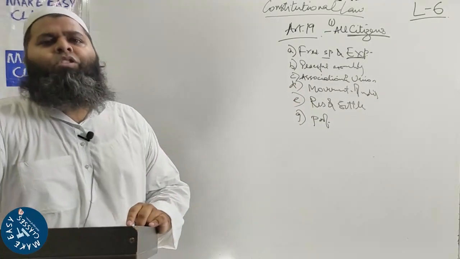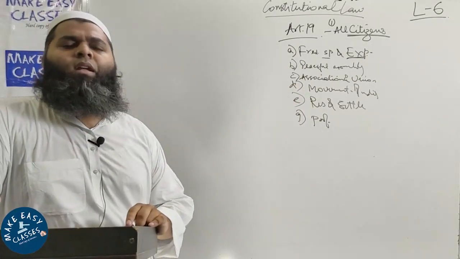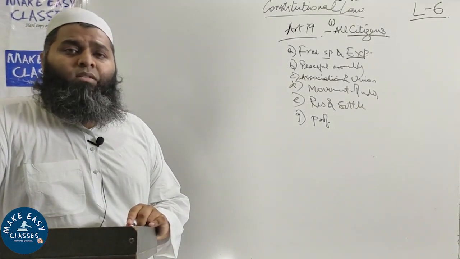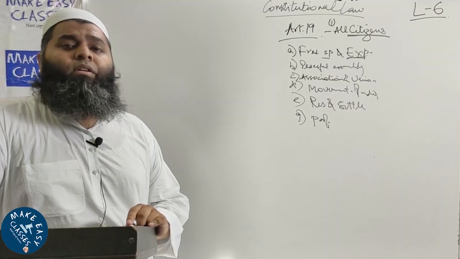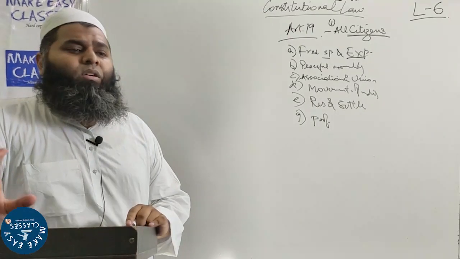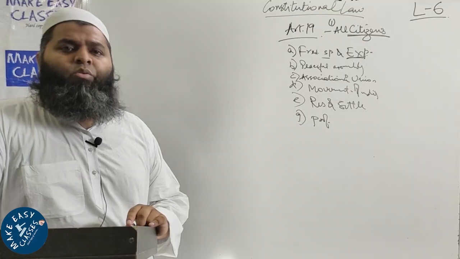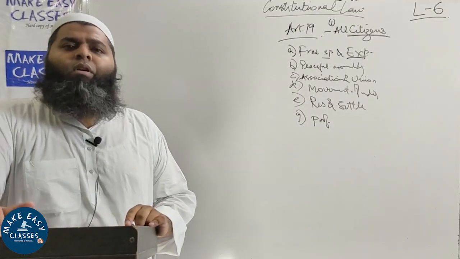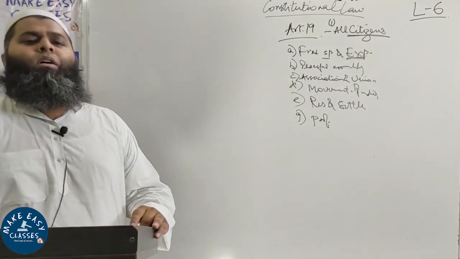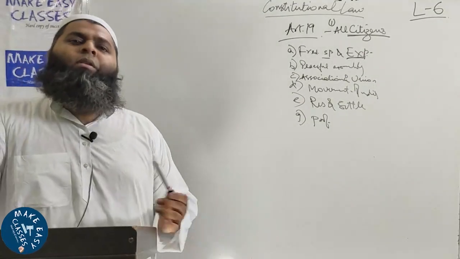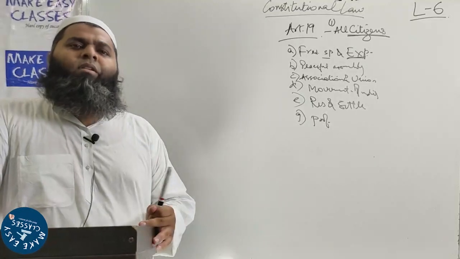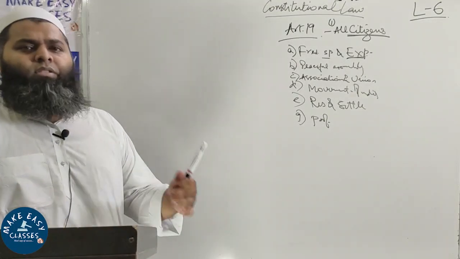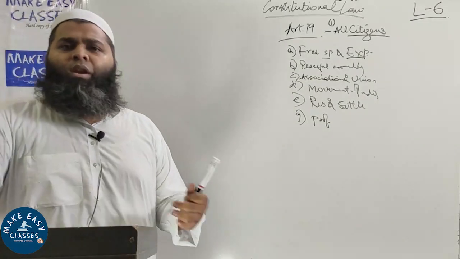What does it mean? Associations and unions means there are labor unions and there are unions of the workers, there are unions of different working communities, like for example in universities you have teachers union, there are students union, and all other unions. The employees in the bank have their own union, doctors have their own union, and these associations, administrative officers have their associations, their organizations.